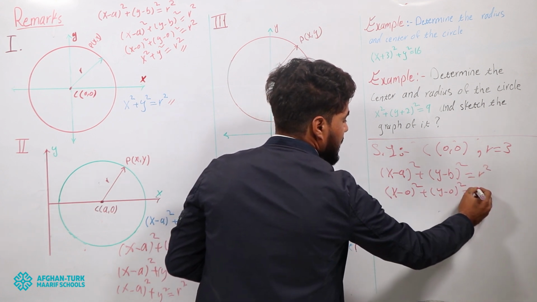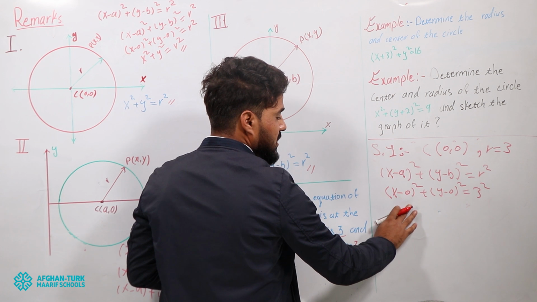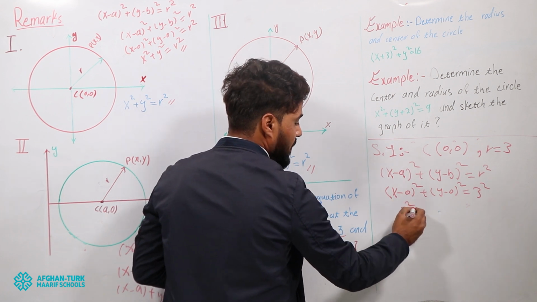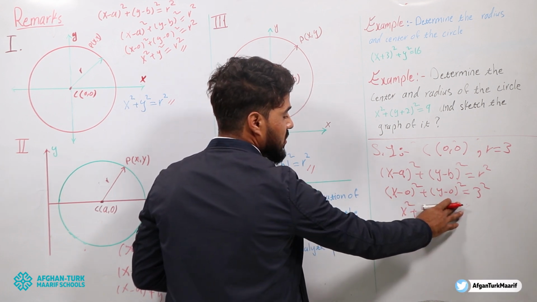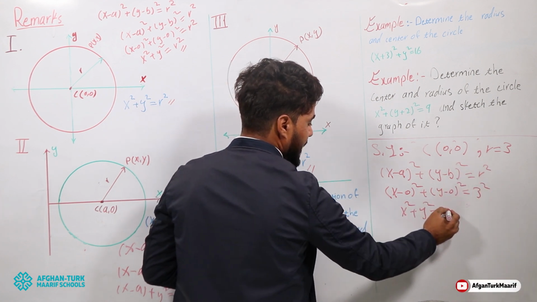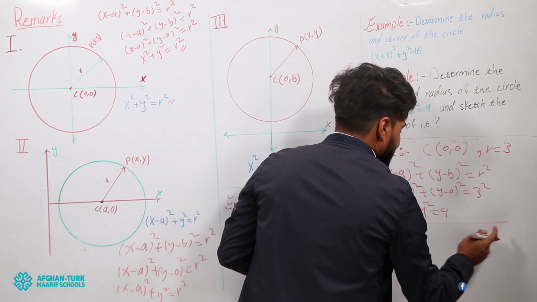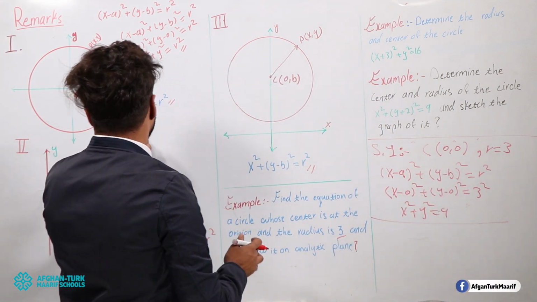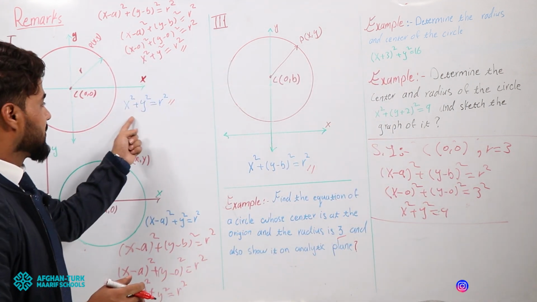R is 3, so x minus 0 squared is x squared, plus y minus 0 squared is y squared, which equals 3 squared, which is 9. Also, we can get this equation from this case too, or from this equation too.